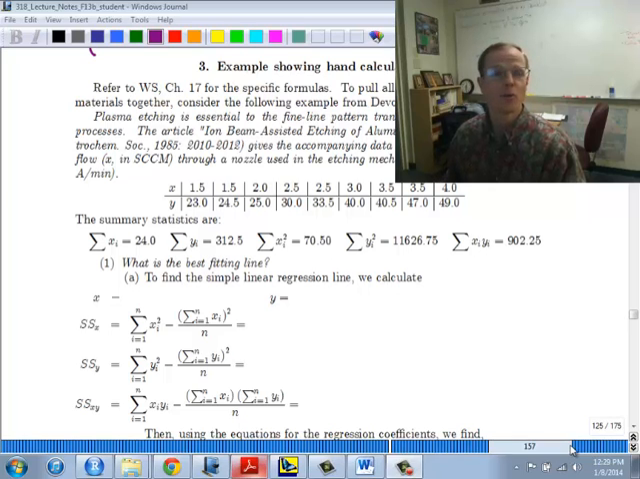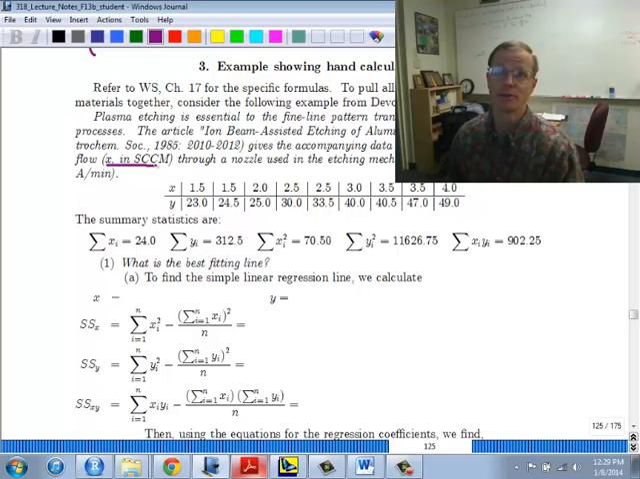Okay, in this portion, we're going to look at a detailed example of linear regression with all the calculations. The example is plasma etching. It's essential to the first line pattern transfer in current semiconductor processes. In this particular article, we get the data regarding chlorine flow, that's our X, our explanatory variable, through a nozzle used in the etching mechanism, and then we're looking at the etch rate, Y, the response variable. So flow explaining the rate of etching that goes on.